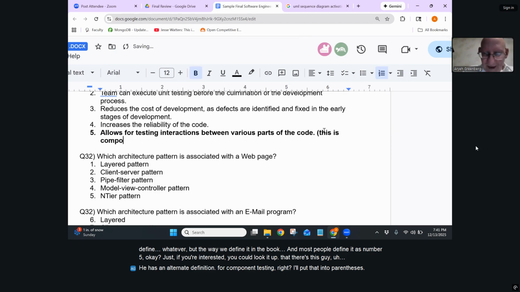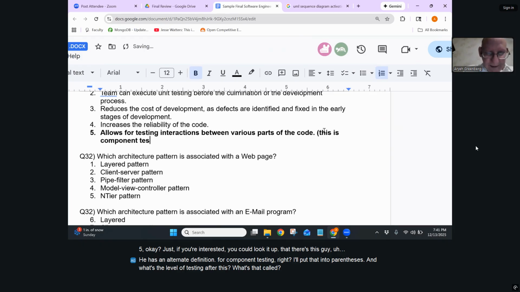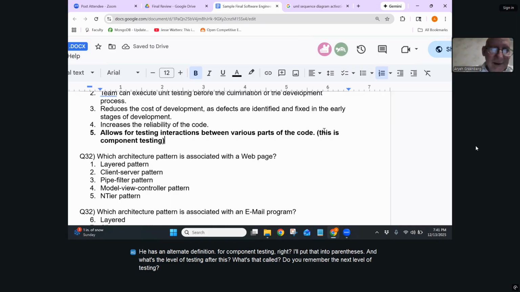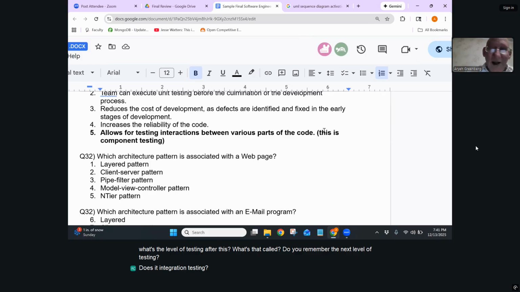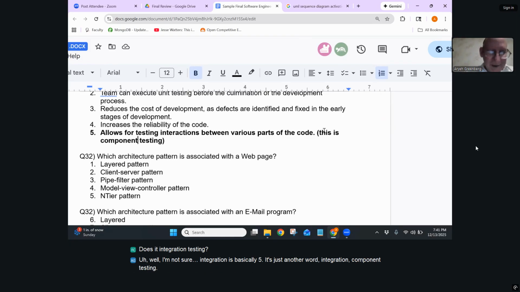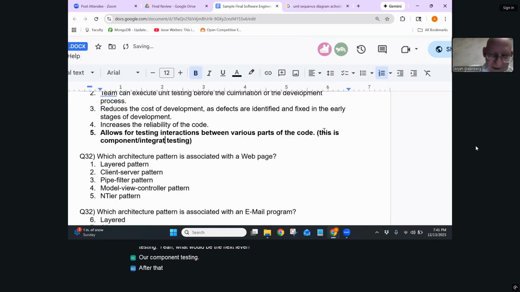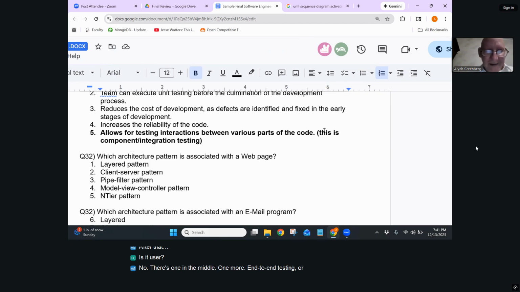And what's the level of testing after this? What's that called? Do you remember the next level of testing? Is it integration testing? Integration is basically five; it's just another word, integration, component testing. Yeah, what would be the next level after that? Is it user? No, there's one in the middle. End-to-end testing or system testing, right?